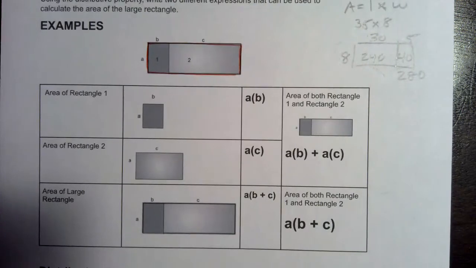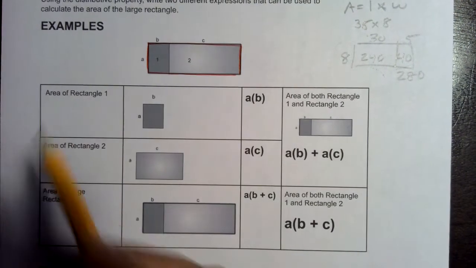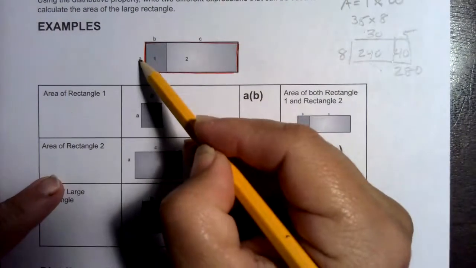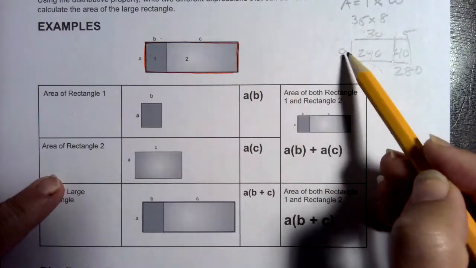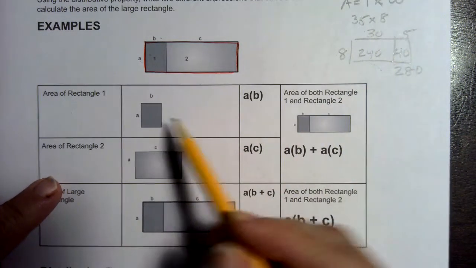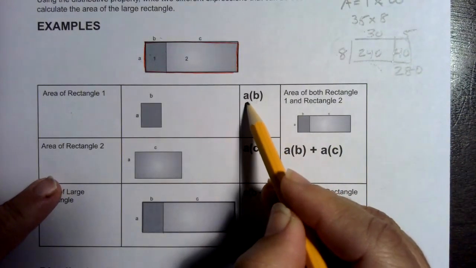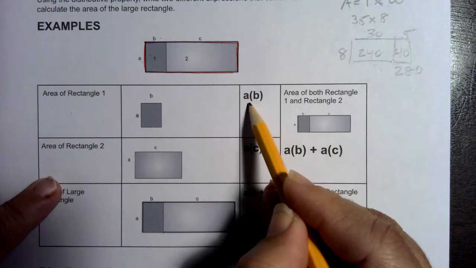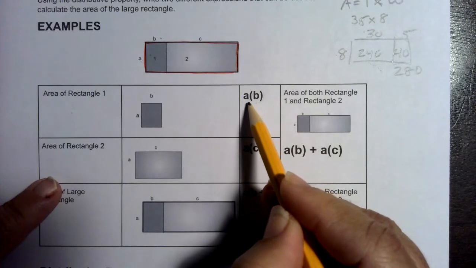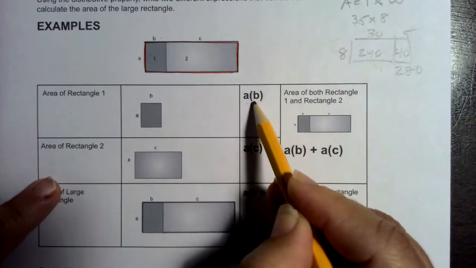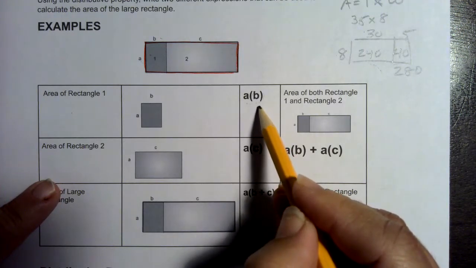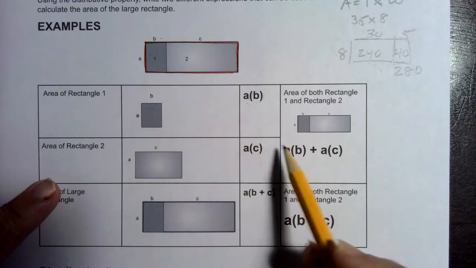So, the first thing on the visual, here is the area of rectangle 1. If I found the area of rectangle 1, I would be doing A times B, just like I did here, 8 times 30. I'm not using an X to multiply because I have letters. Another symbol for multiplication is when you have a number or a letter attached to a parentheses with something in there. That means multiplication. So I have A times B.